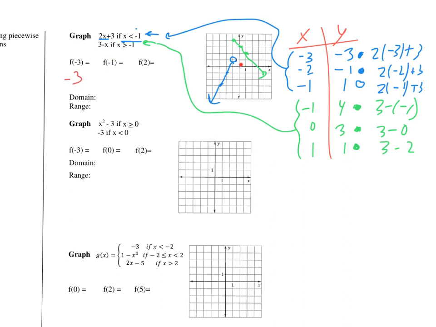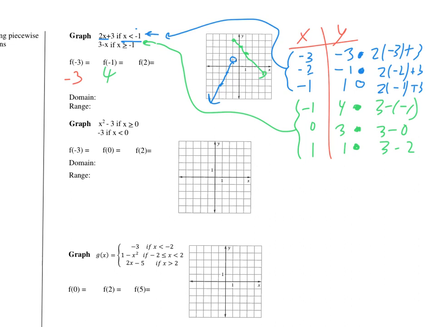Now for x equals negative 1, you may be thinking, do I go to the open dot or the closed dot? In these cases, remember the open dot is not really there. That's just saying that's where it would be if it was there. So we'll always use the closed dot in these situations. So at negative 1, I'm going to say my y value is 4.